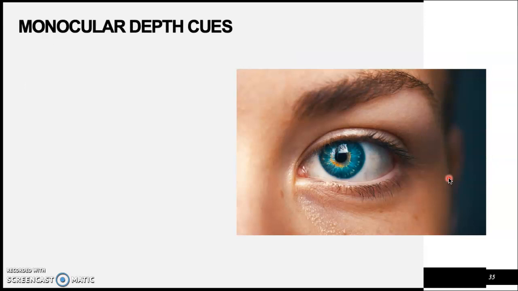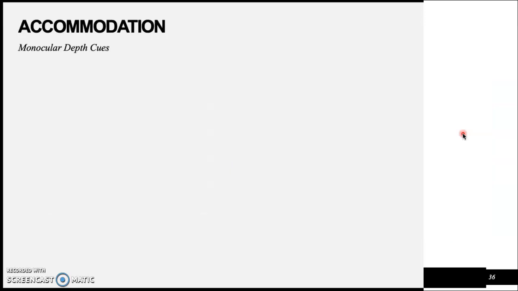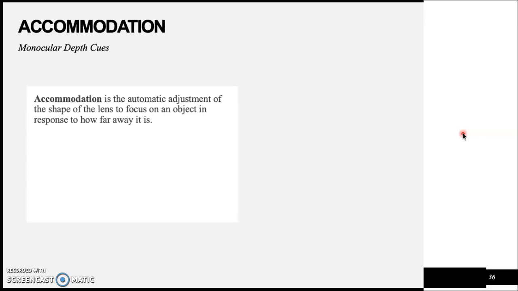All right, monocular depth cues, one eye. So again, just one eye gives us the information about the depth and distance. And here we're looking at accommodation and pictorial cues. Now, accommodation isn't where you stay. It's the automatic adjustment of the shape of our lens, as we discussed with the eye, to focus on an object in response to how far away it is. So basically what's happening is your brain is detecting changes to the shape of your lens or the movement around your lens, and that helps us determine how far away that object is.